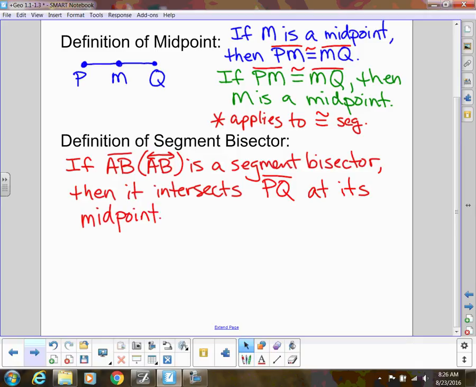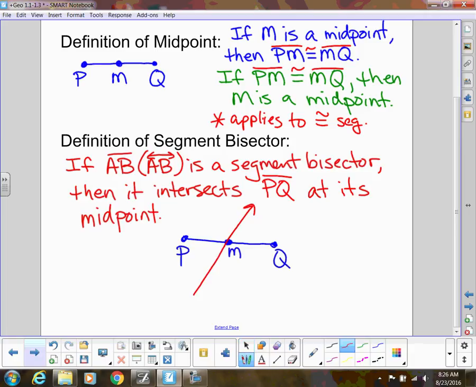And again, I would recommend drawing a picture. So if I have PQ, let's draw M, and then we're going to draw a line going through that. Notice that that line does not have to look perpendicular or anything. It can just go through there. So AB is a segment bisector if it intersects PQ at its midpoint.